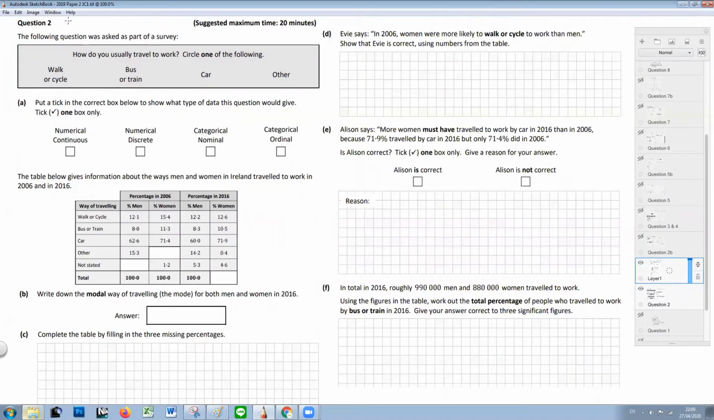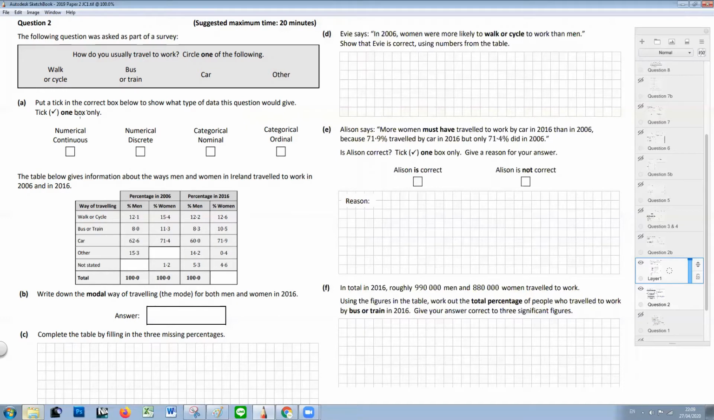Okay, so in question 2, we're being asked, the following question was asked as part of a survey. How do you usually travel to work? Circle one of the following: walk or cycle, bus or train, car or other. You don't actually need to circle any of these. Put a tick in the correct box below to show what type of data this question would give.